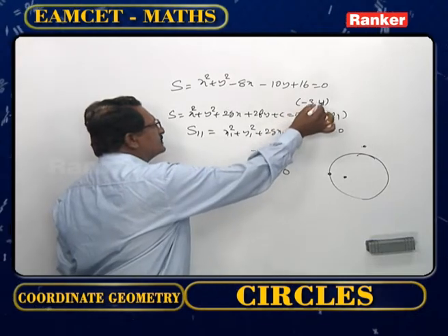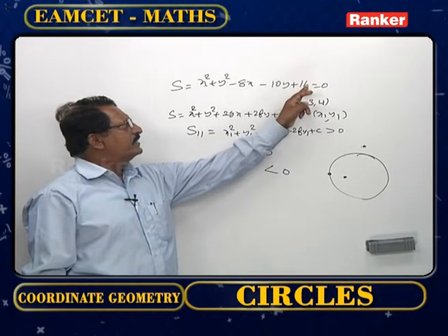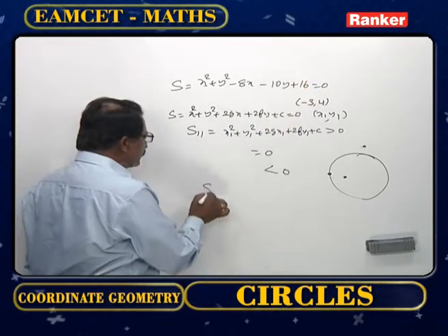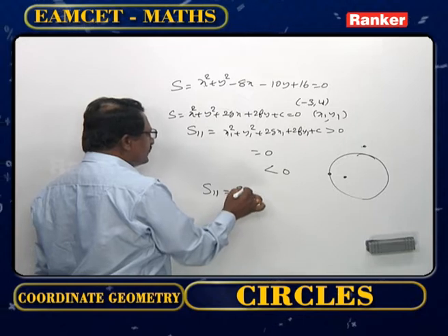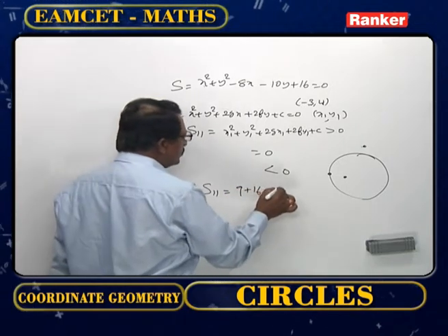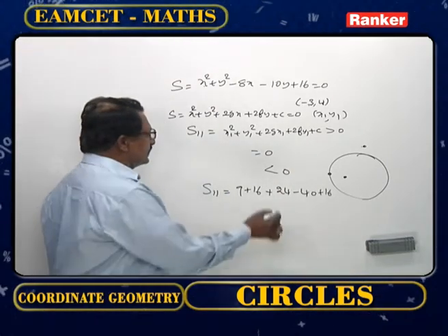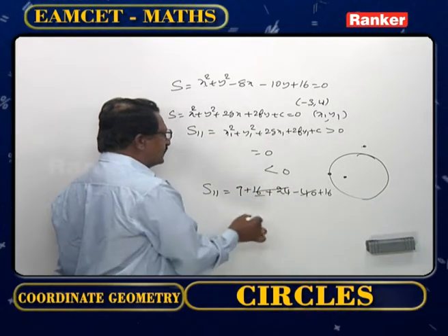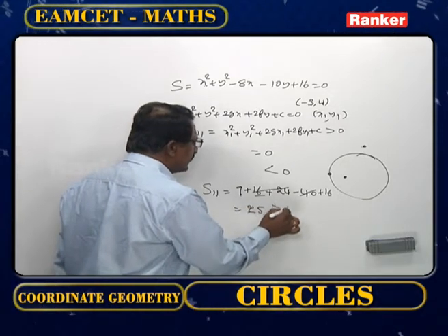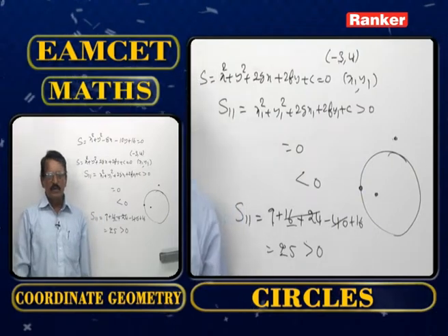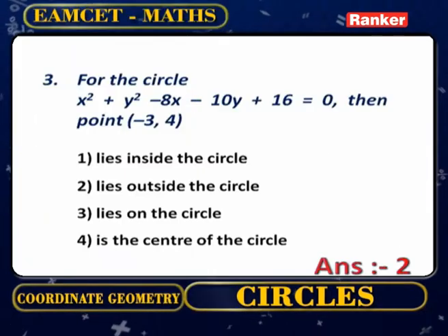Now the given point is (-3, 4) and the given circle equation is x square plus y square minus 8x minus 10y plus 16 equals 0. S11, by substituting the point (-3, 4) in the equation of the circle, equals 9 plus 16 plus 24 minus 40 plus 16. Now 16 plus 24 is 40, and 40 minus 40 cancels, so that equals 25. S11 equals 25, which is greater than 0, so the given point lies outside of the circle. The answer is the second option.